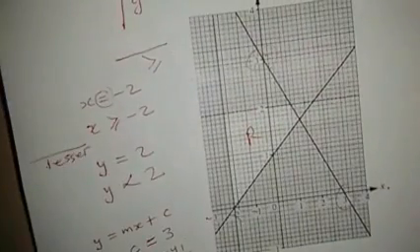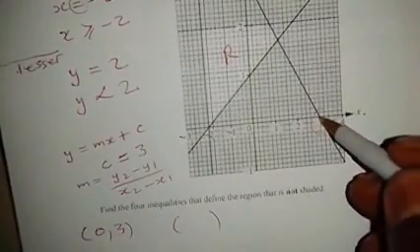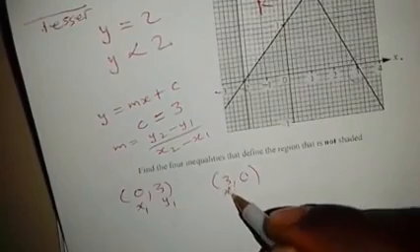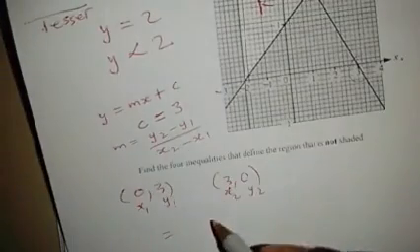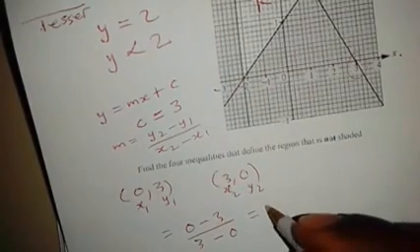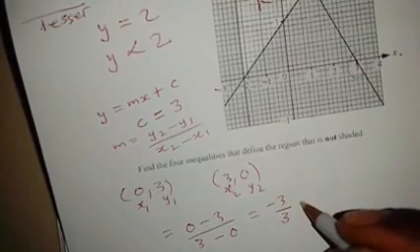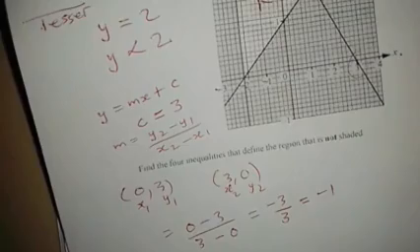Then for you to find m, the gradient, y2 minus y1 divided by x2 minus x1. You first need to identify 2 points, any 2 points which are lying on that line. So this is the first point. This first point is 0, 3. And this is the second point, which is 3, 0. So you say x1, y1, x2, y2. Substituting into the formula, y2 is 0, minus y1 is 3, x2 is 3, minus x1 is 0. 0 minus 3, you get minus 3. 3 minus 0, you get 3. So minus 3 divided by 3, you get minus 1 as your gradient.